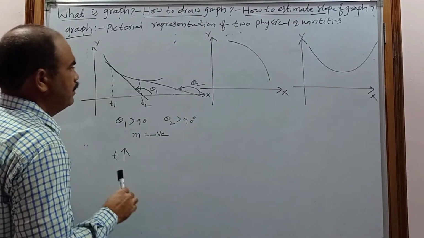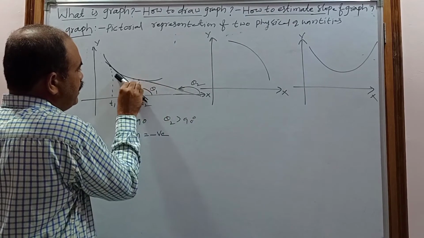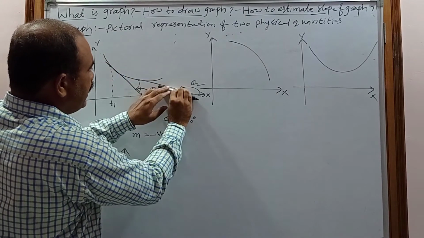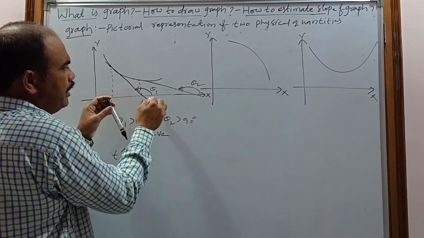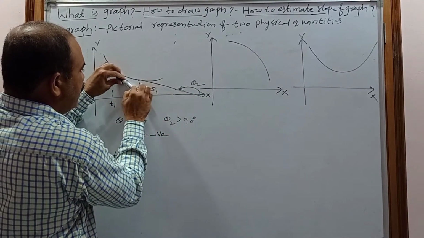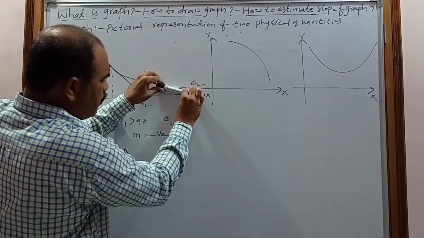Now observe. This is the angle made by the tangent at t1, and this is the angle made by the tangent at t2. Which will be more? Here theta 1 will be less and theta 2 will be more. Observe this angle and this angle. Here the steepness will be more.